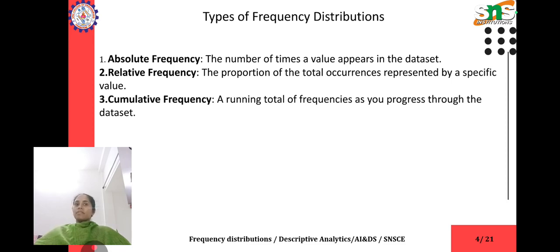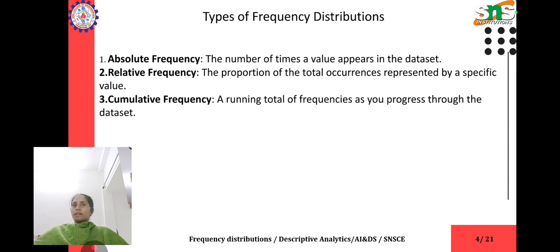Absolute frequency is the number of times a value appears in a data set. Relative frequency is the proportion of the total occurrences represented by a specific value. And cumulative frequency is a running total of frequency as you progress through the data set.